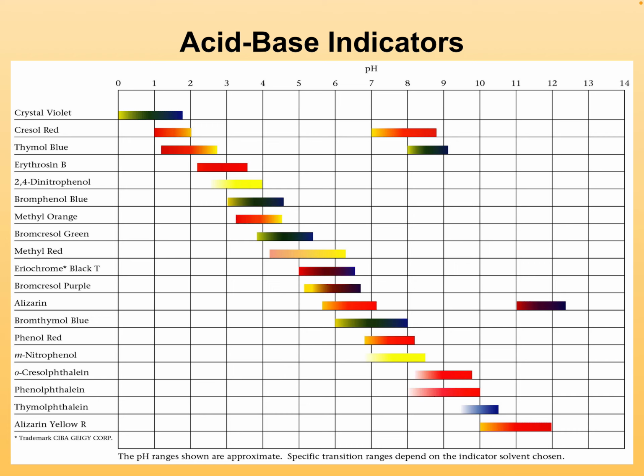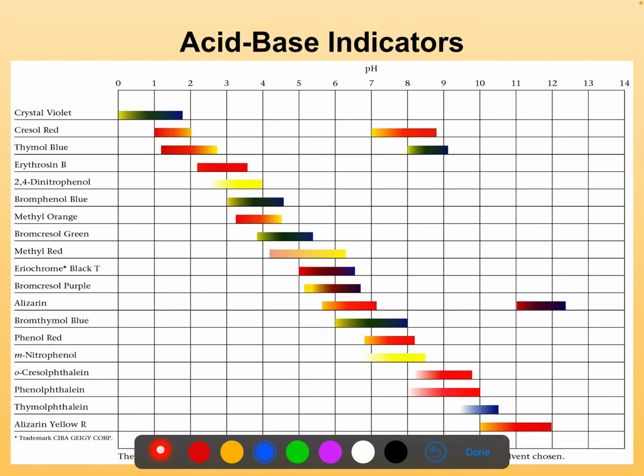So remember, there are different indicators, and this indicator chart shows you their color change that occurs and approximately what pH that color change occurs. So like we've used phenolphthalein previously, which is down towards the bottom, and notice that it changes from colorless to red a little higher than a pH of 8. If our target pH was closer to 6, we would want to find something that changed color around 6. So we might use like the alizarin or the bromothymol blue.